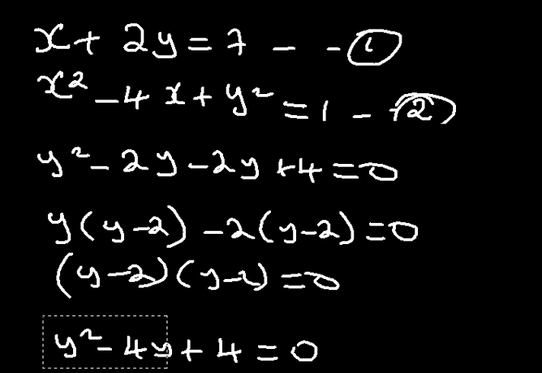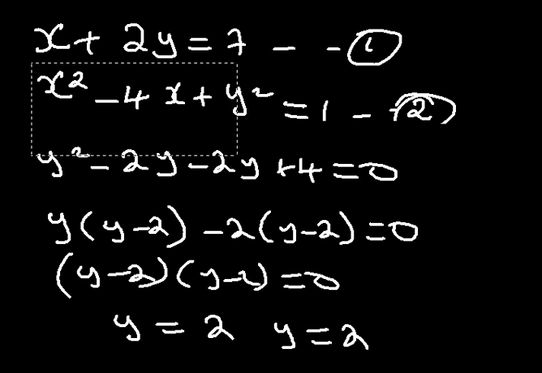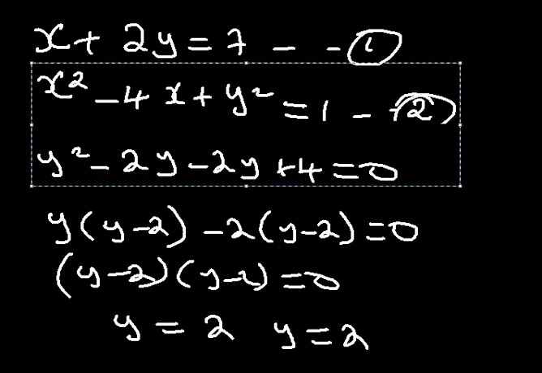So now for this case, y will be given as 2. So we'll have the two values of y that are the same. Next we have to substitute: y is equal to 2 and also y is equal to 2. Then we'll substitute these values into equation 1 in order to solve for their respective x values.